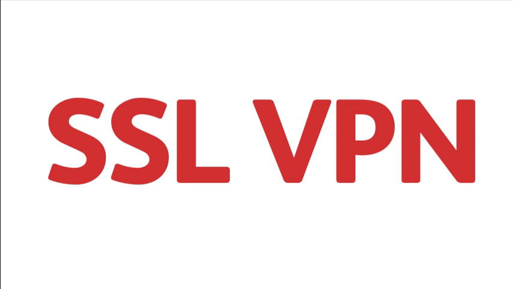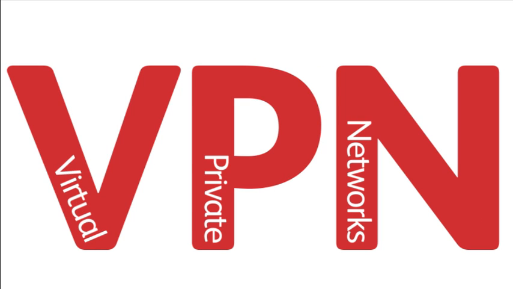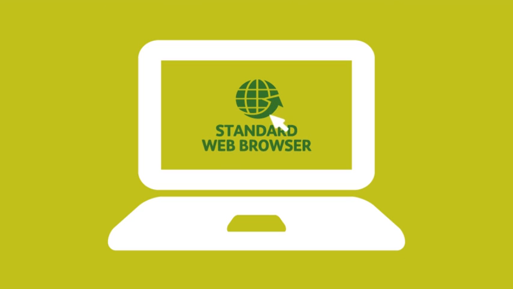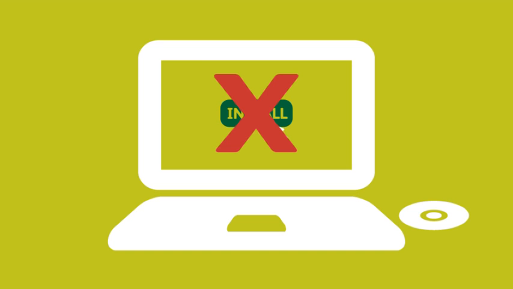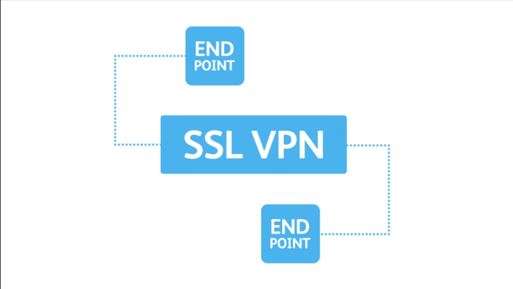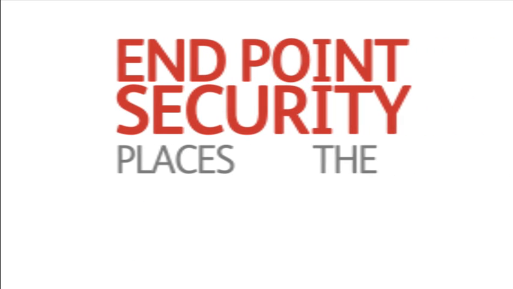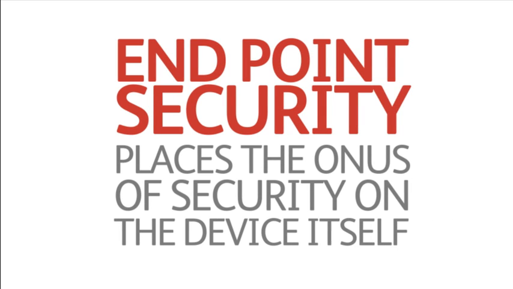However, SSL VPNs, which stands for Secure Sockets Layer Virtual Private Networks, are being widely used now and are a form of VPN that can be used just with a standard web browser, without having to install specialized software on the end user's computer. This means that when an SSL VPN is in use, both endpoints are at risk of being insecure, as the intrusion prevention systems in the network perimeter become ineffective. Endpoint security places the onus of security on the device itself.